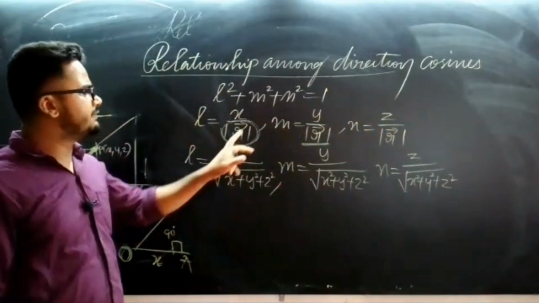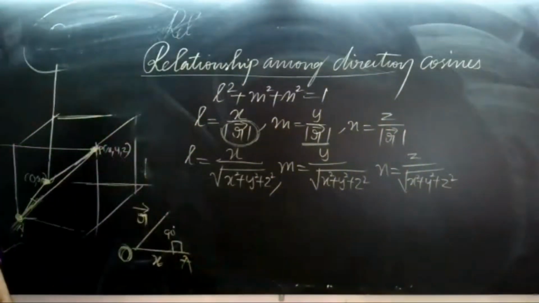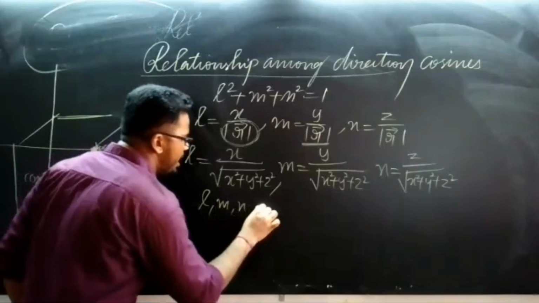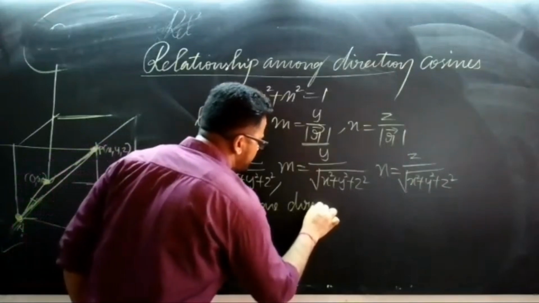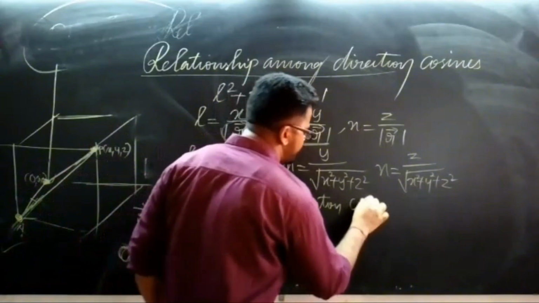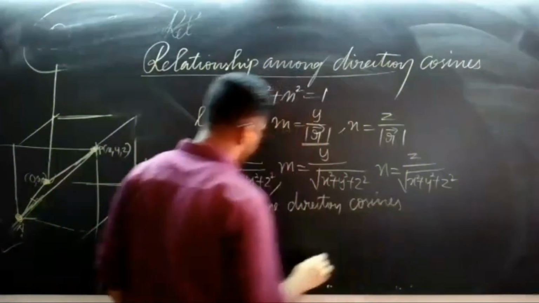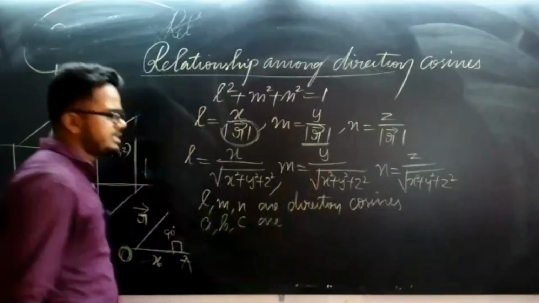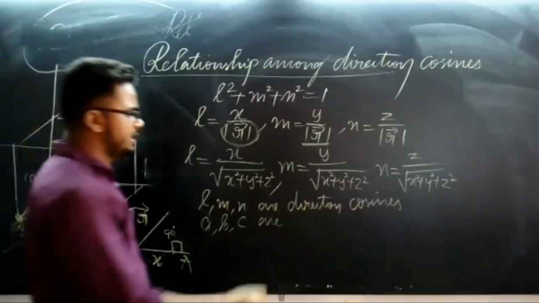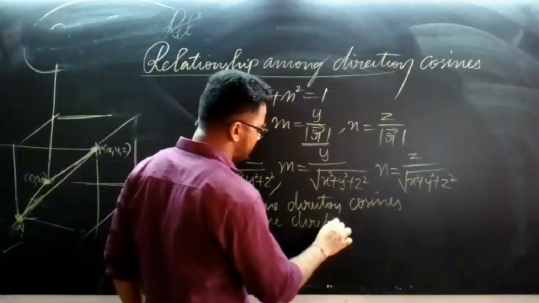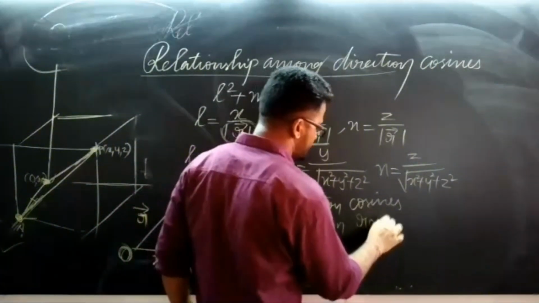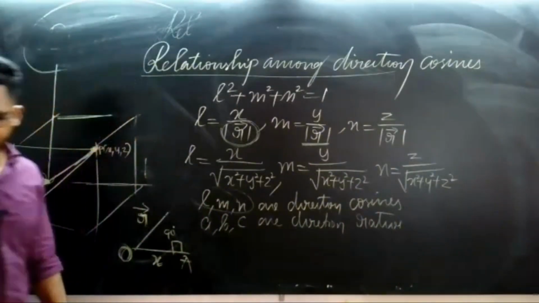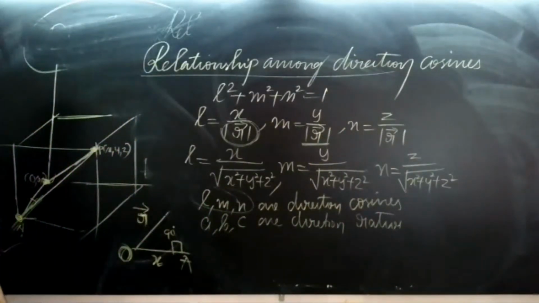But you may get confused about what the things are here. So for that sake, we shall write here that l, m, n are direction cosines, and a, b, c are direction ratios, correct? Direction ratios. So l, m, n are direction cosines, a, b, c are direction ratios.